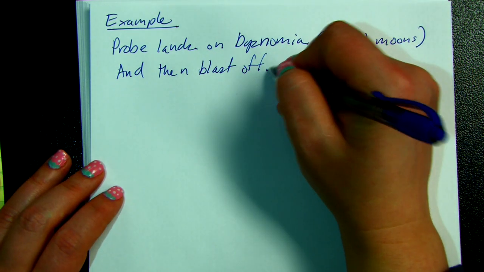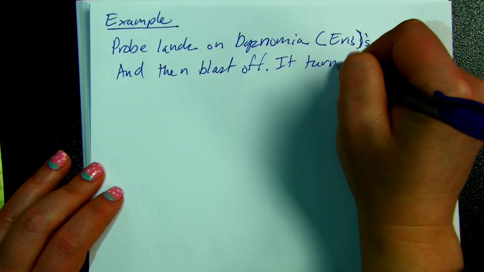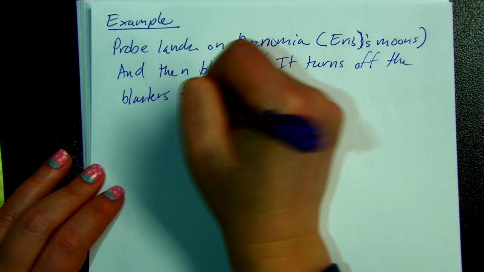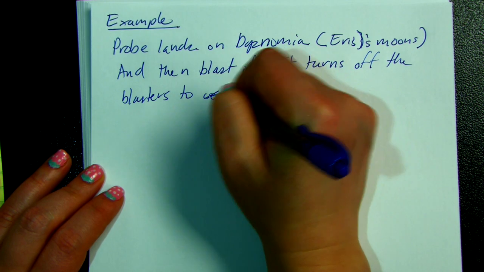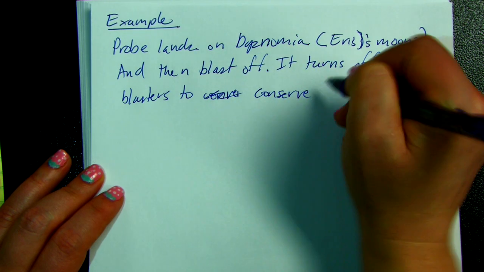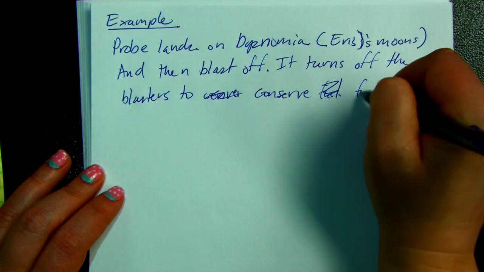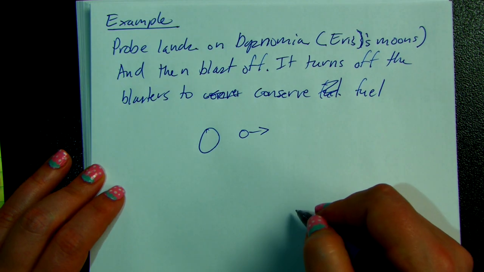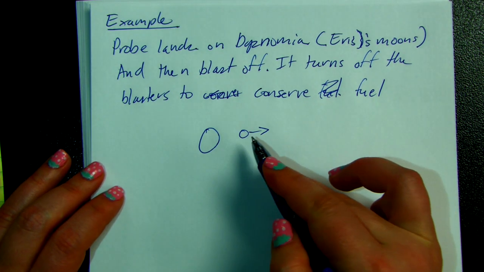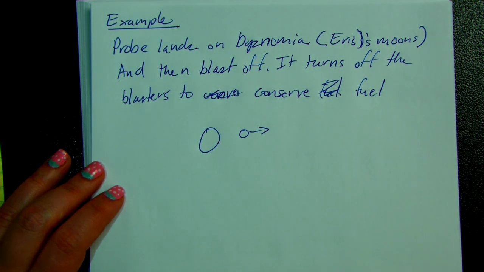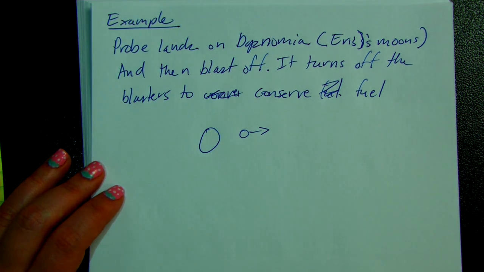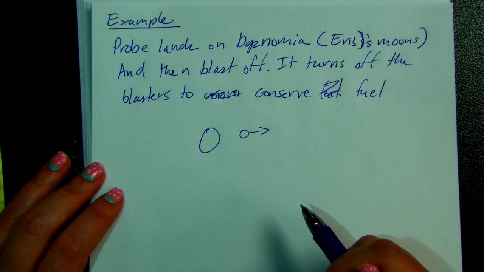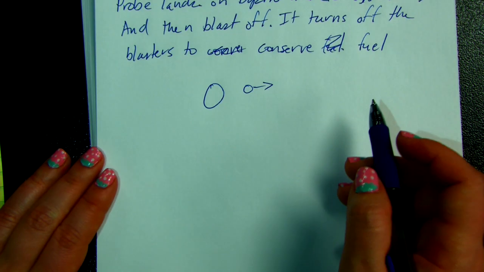All right, so it turns off the blasters to conserve energy, or to conserve fuel. So naturally what happens as it gets further and further away is that it is actually going to slow down, because it's no longer going to have those blasters to help it overcome Dysnomia's attraction. So let me give you some numbers for this.